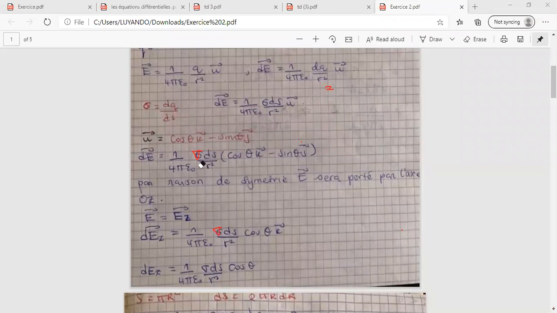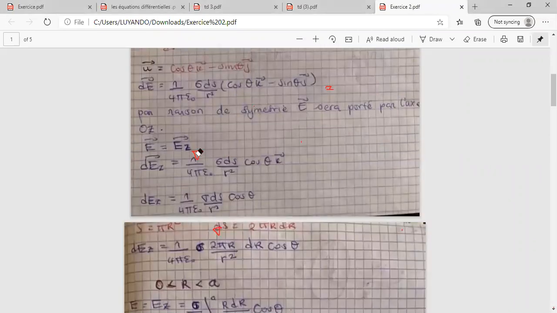So from here, we use the symmetry we explained in the first exercise. So that is what we've used here. We're going to have E equals Ez, and then just cos, because this component cancels out and gives us 0. So we're going to have dEz equals 1 over 4 pi epsilon 0, the constant, ds over r squared, cos theta, which is what we have here. And then we're going to continue.